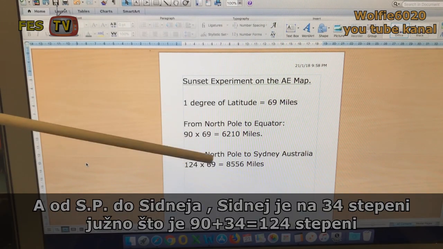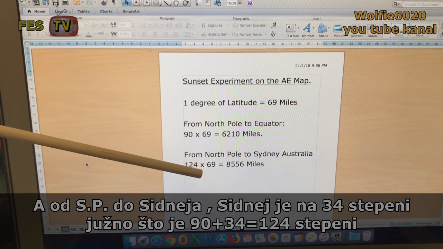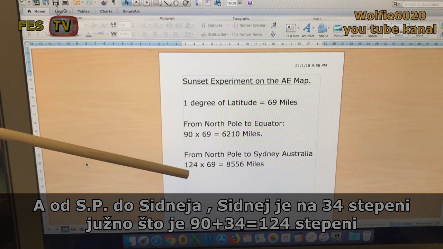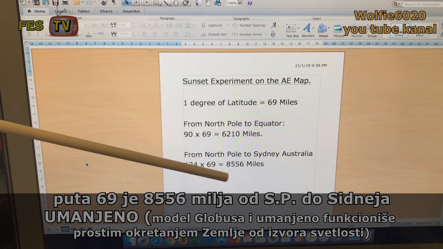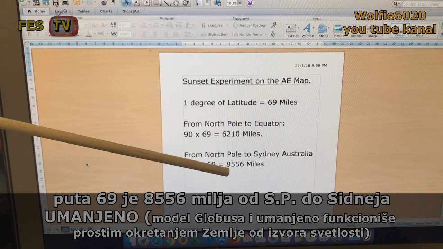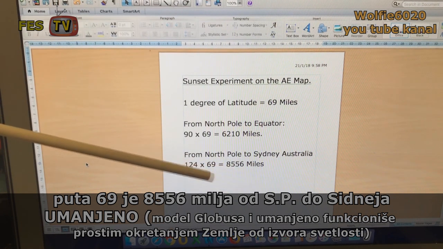From the North Pole to Sydney, Australia is 34 degrees south latitude. So that's 90 plus 34 gives us 124 times 69, that is 8,556 miles from the North Pole.